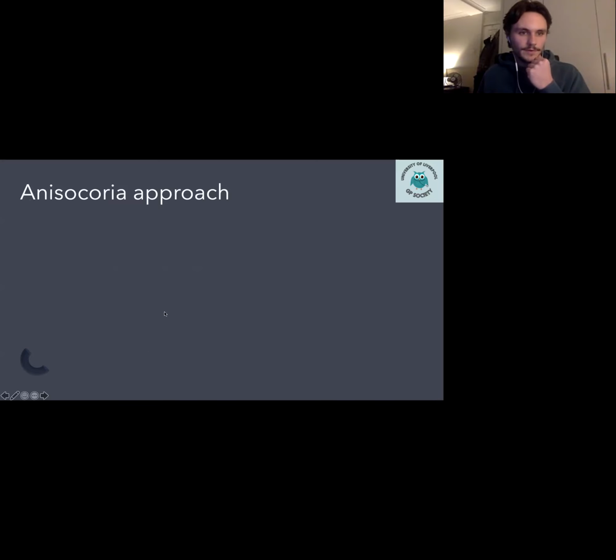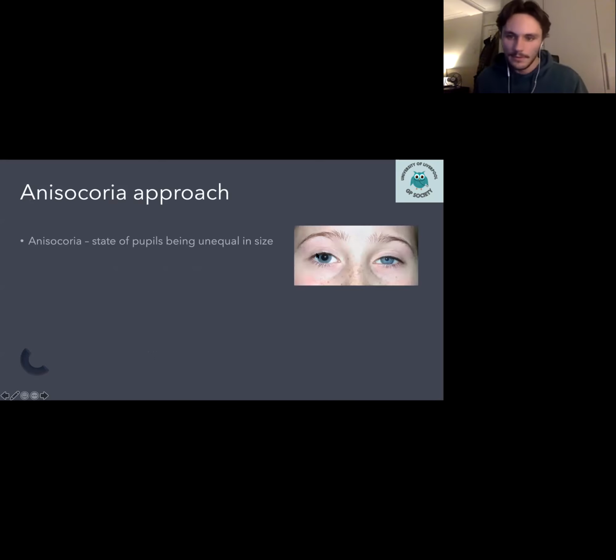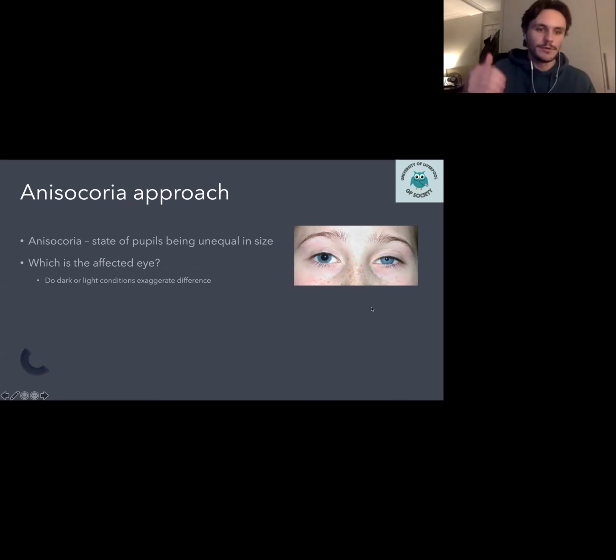Okay, so the anisocoria approach. Anisocoria is the state of pupils being unequal in size. So that's this situation here. What do you do about this? You want to figure out which eye is affected. So how would you do this? The question you need to ask is, do dark or light conditions exaggerate this difference?